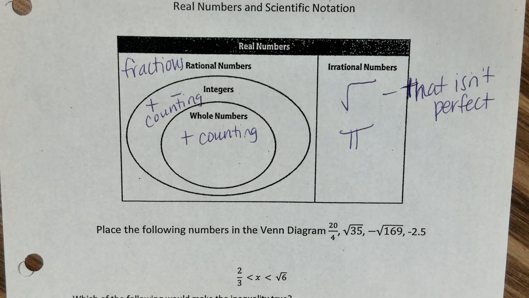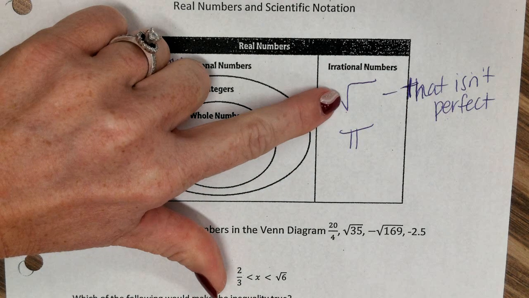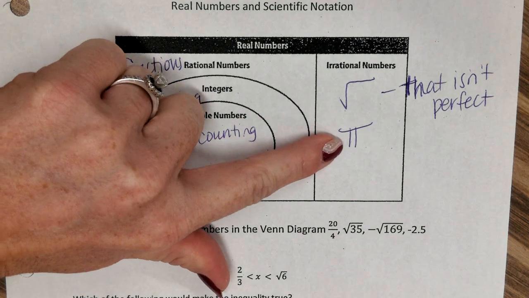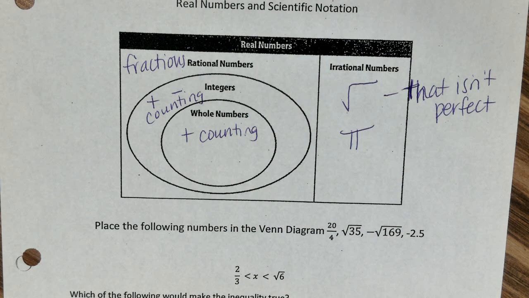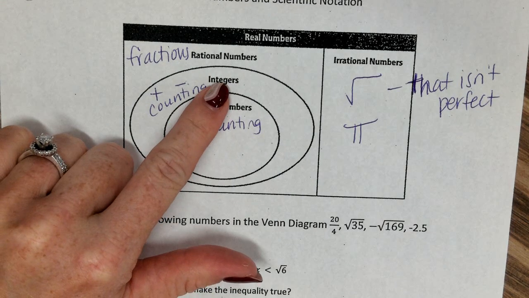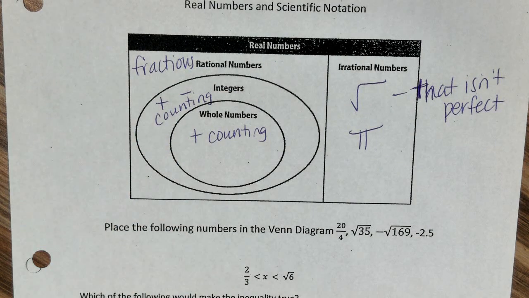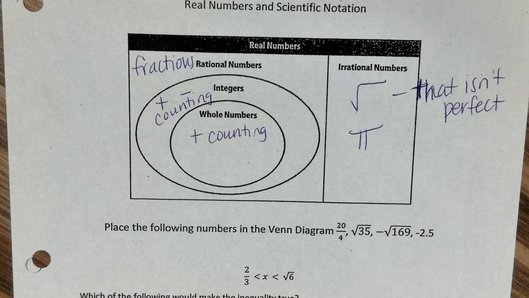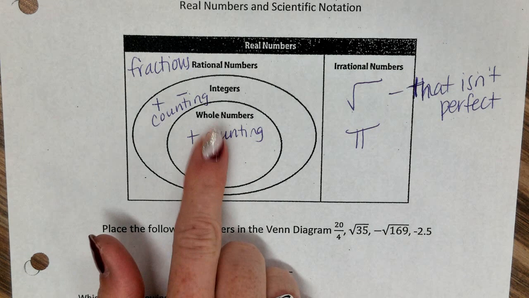So I'll say it again. Your irrational numbers are your square roots, so this button, but that aren't perfect, and pi. Your rational numbers are your fractions, and then under integer, it's your positive and negative counting numbers like 1 and negative 1, 2 and negative 2. And whole numbers are only the positive counting numbers, like 1, 2, 3, 4, 5, 6, 7, 8. They're the numbers you would teach babies.